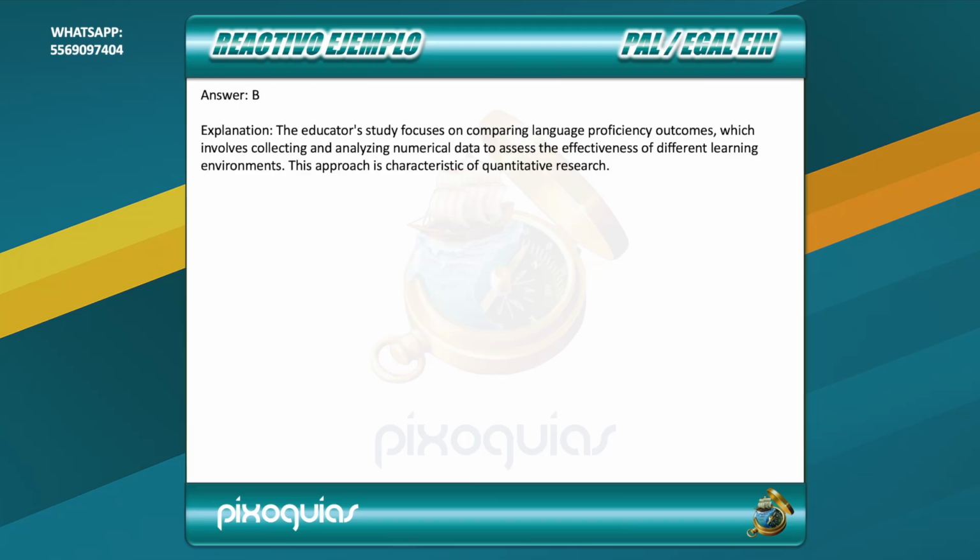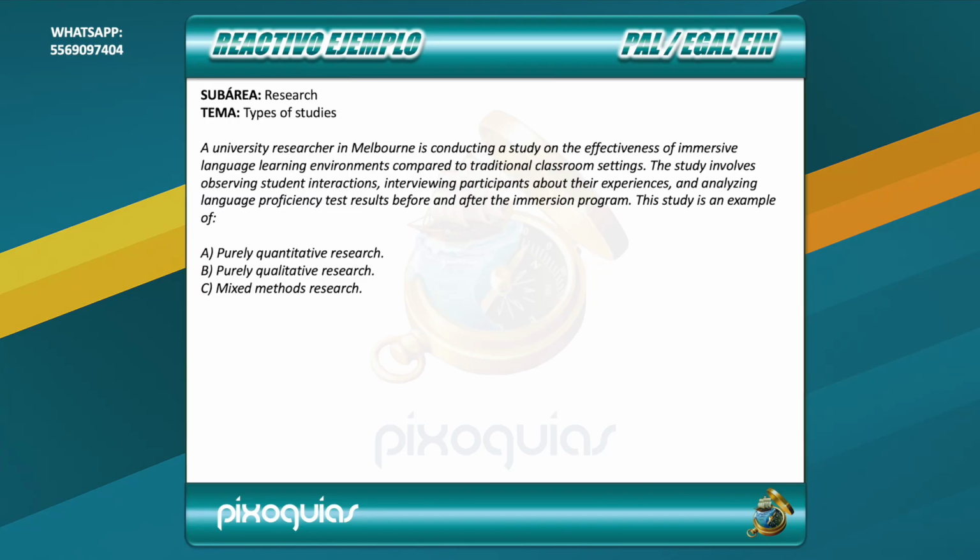Let me explain. The educator's study focuses on comparing language proficiency outcomes, which involves collecting and analyzing numerical data to assess the effectiveness of different learning environments. This approach is characteristic of quantitative research. Let's move to the next exercise.